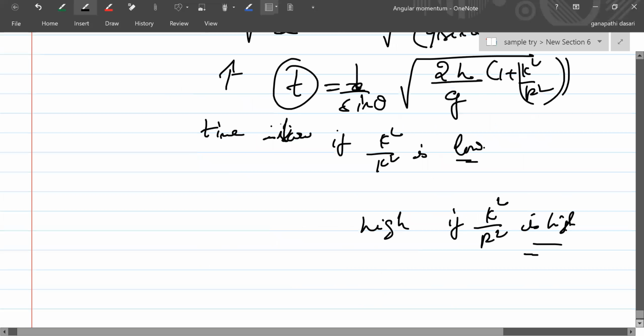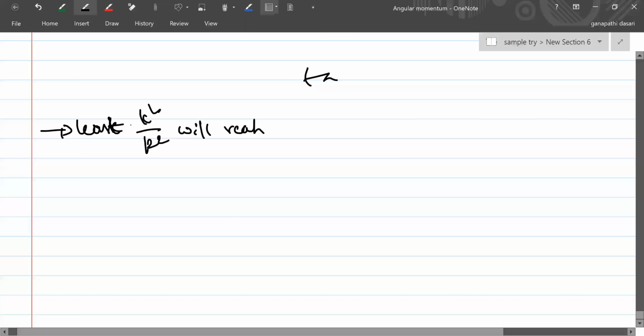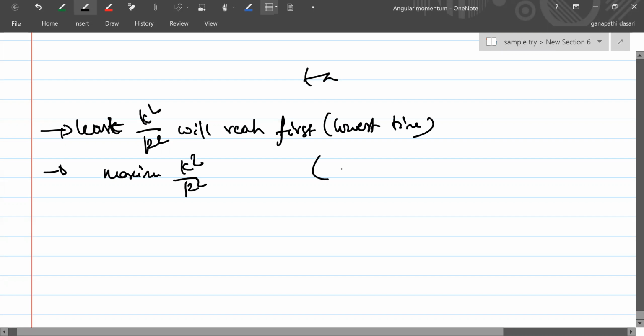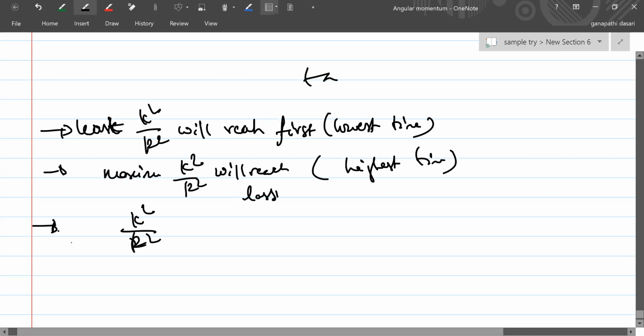The least k square by r square will reach first, right? Time will be less because time is directly proportional to k square by r square, right? Least k square by r square reaches first, meaning lowest time. Maximum k square by r square means highest time or will reach last. From this equation, you can solve the problems in exam. So equal k square by r square means they will reach together.